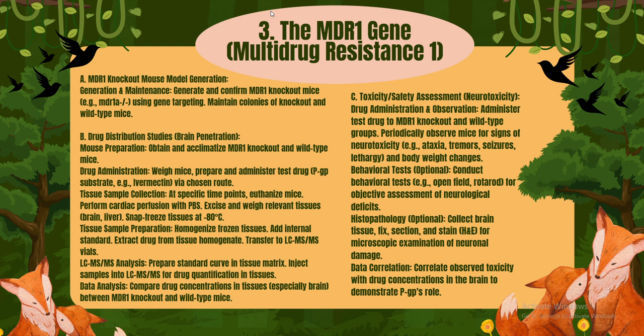This study is also vital for understanding drug safety. If a drug is usually kept out of the brain by P-glycoprotein, giving it to the MDR1 knockout mouse could lead to a very high level in the brain and cause harm. Scientists carefully watch these mice for signs of neurological problems like shaking, clumsiness, or unusual tiredness, often using a standardized scoring system for specific behaviors.